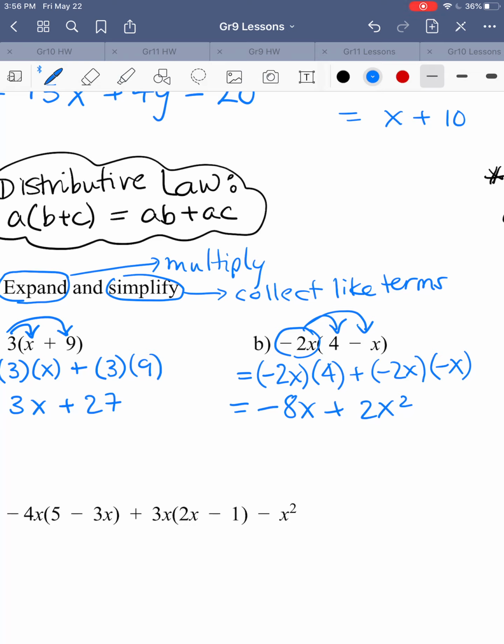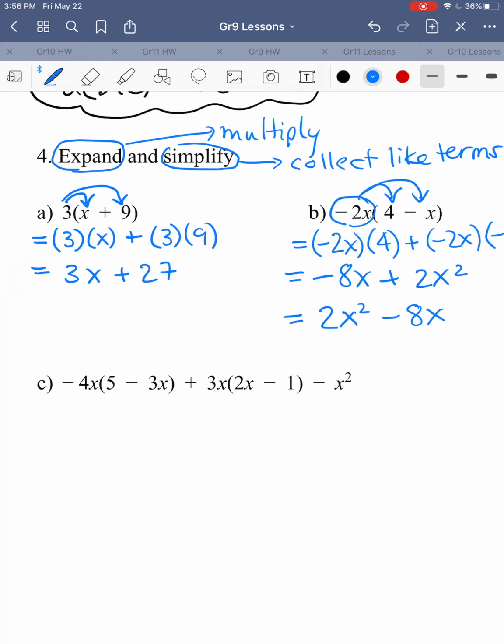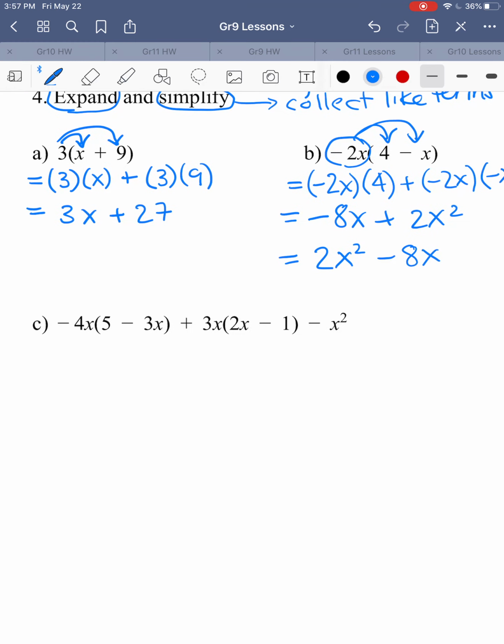Again, there are no like terms, so we're all simplified. But proper form is to put the term with the higher degree variable in front. So we're just going to switch spots here, but notice that the signs stay with the term. Okay, let's do one that is more challenging.